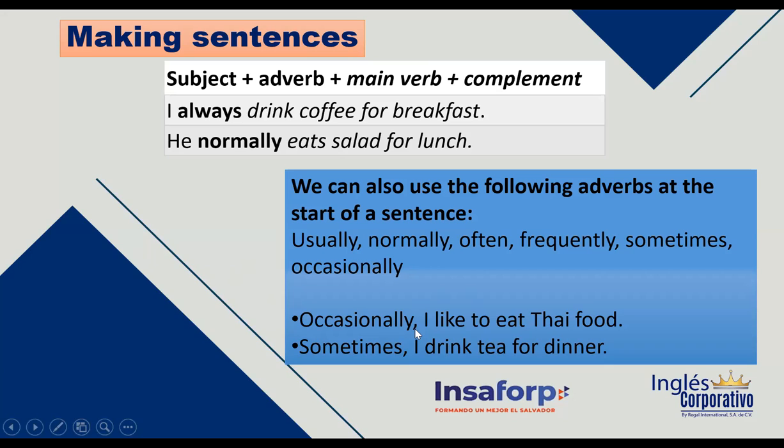Occasionally, I like to eat Thai food. Ocasionalmente me gusta comer comida tailandesa. Sometimes I drink tea for dinner. Algunas veces yo tomo té para la cena. O podemos ponerlos aquí, ¿verdad? Después del sujeto, I occasionally like to eat Thai food. I sometimes drink tea for dinner. Y estaría correcta la oración.